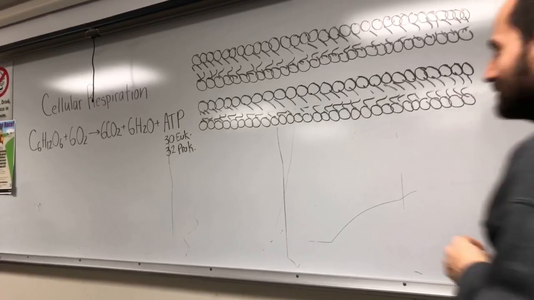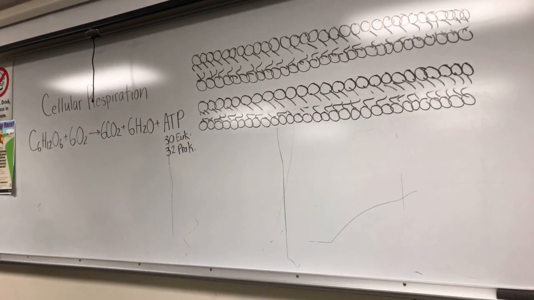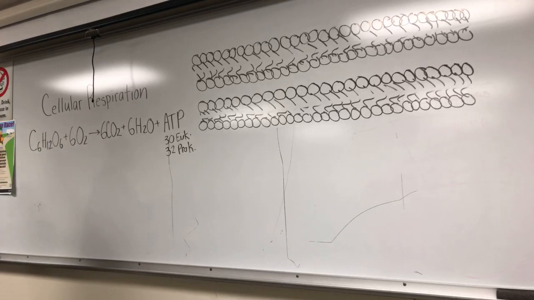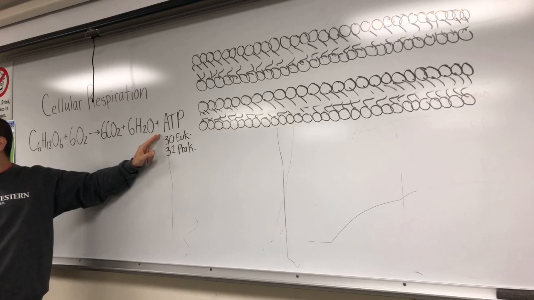All right, so today we're learning about cellular respiration. What is that? Cellular respiration is the process of making ATP. And how do we make ATP? Well, we need certain things. We need certain reagents to make ATP.